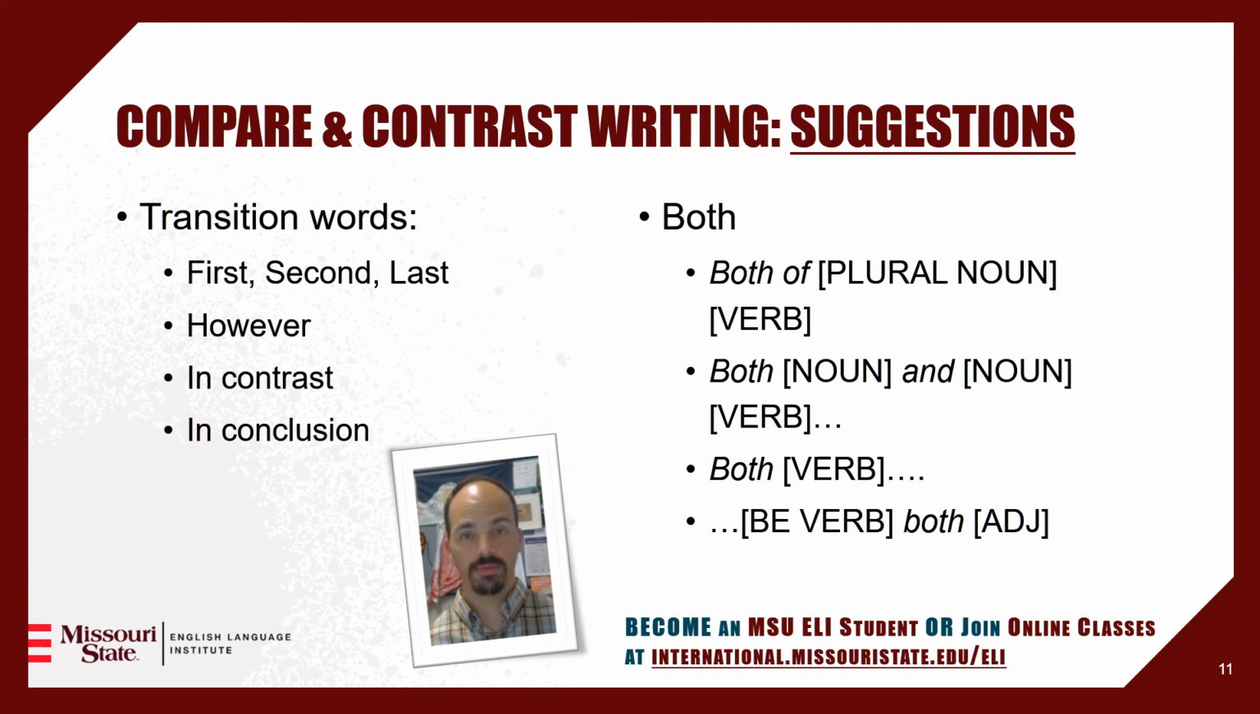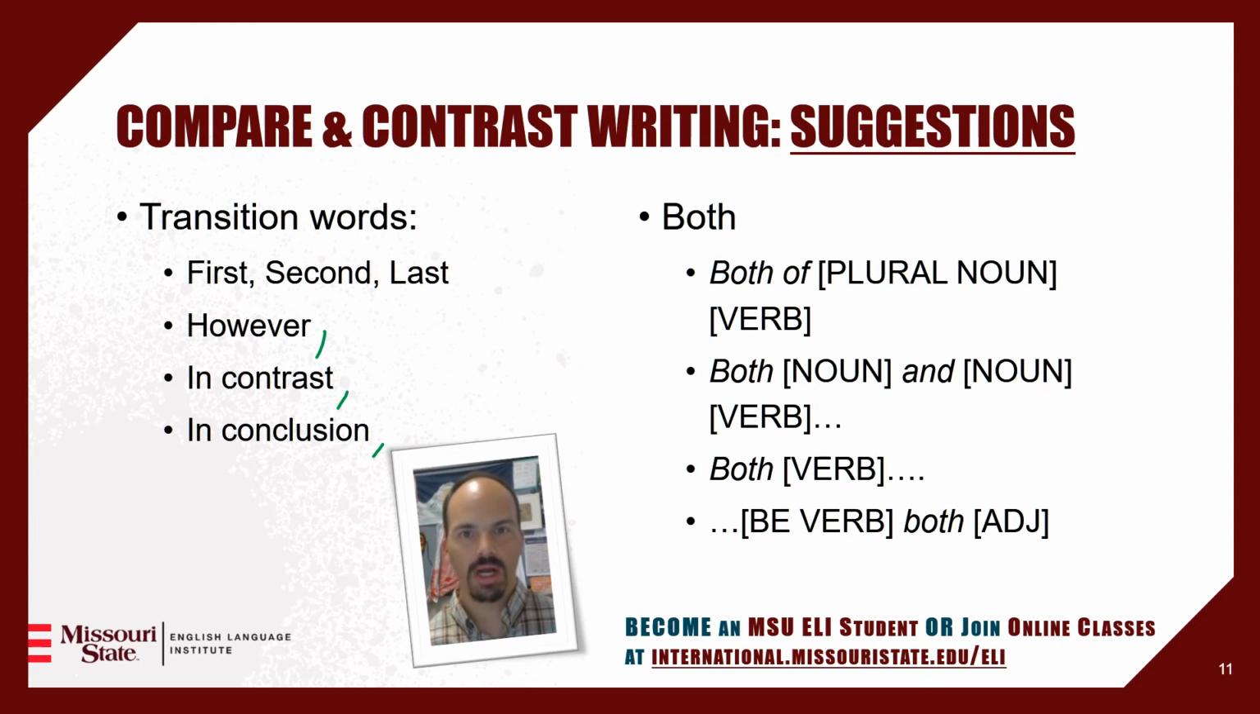Here are some suggestions for advanced writers. Popular transition words are first, second, last, however, in contrast, in conclusion. For all of these, you need to have a comma right after them. In conclusion is used at the very end to indicate that you are making your conclusion. This is important if you want to be very clear. Sometimes it's not always clear when a person is making their conclusion.